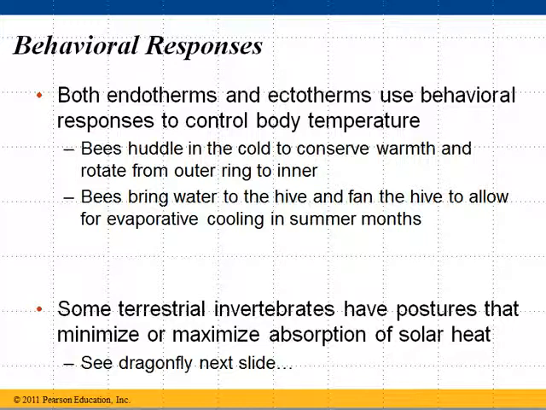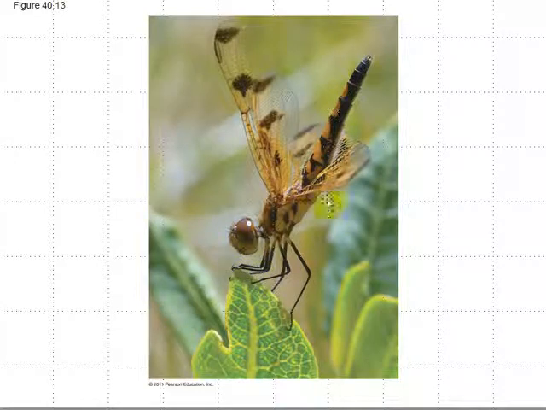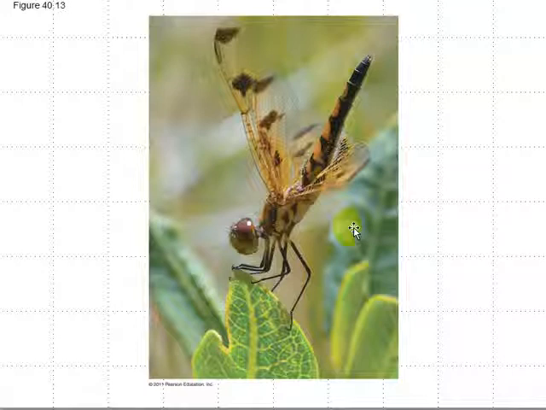And of course there are terrestrial invertebrates and other creatures that will dig down into the soil or get into the shade or spend their time lounging in the heat of the day and only come out and do their activity at night, things like that. Even some invertebrates, like insects, like a dragonfly, will adopt certain postures to try to minimize the absorption of solar heat. So this little guy right here, this dragonfly, you notice he's in this very upright position. Well, there's a reason for that. This is called the obelisk posture, and this posture reduces the amount of body surface that is exposed to the sun, and so that reduces the amount of heat he's going to be picking up from his environment, trying to keep his body temperature in check.